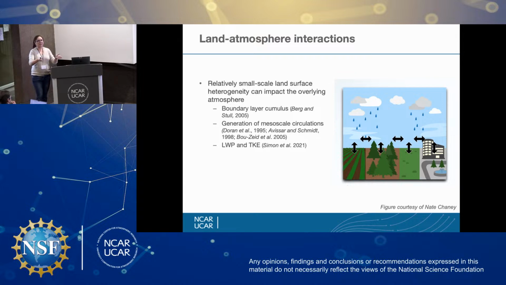When you have these gradients at the surface in moisture and temperature, the atmosphere wants to equilibrate those gradients, and so it sets up this overturning circulation. A recent study from Jason Simon in 2021 showed that can even impact things like liquid water path and turbulent kinetic energy on scales of about 100 kilometers or so.